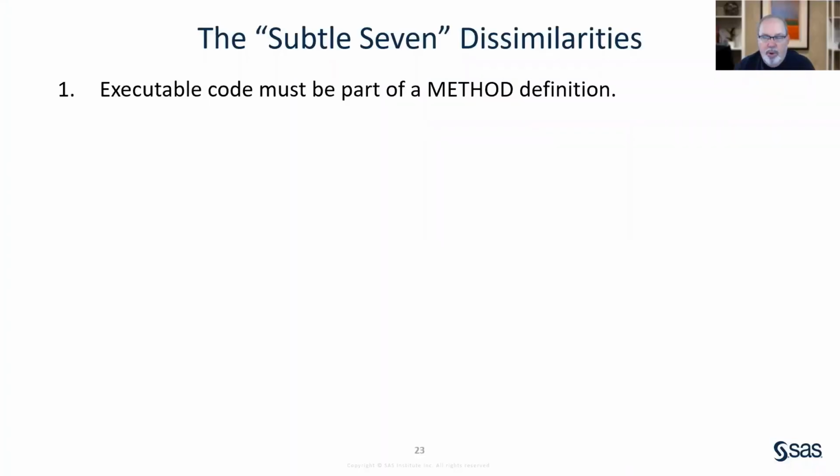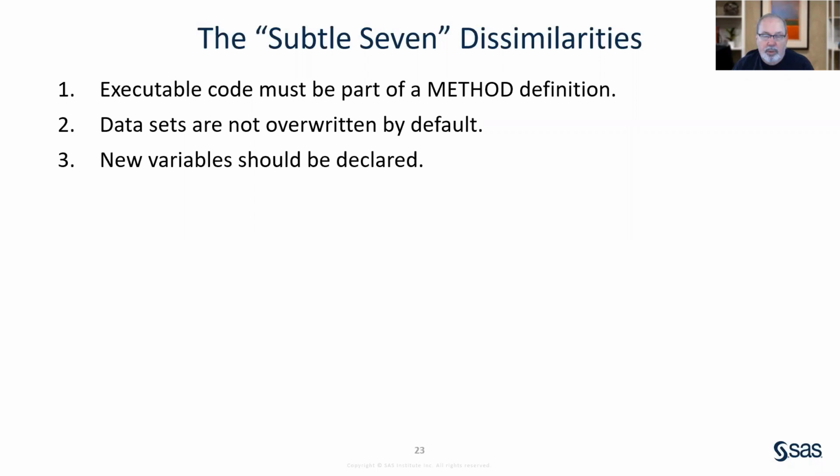So this brings us to the point where I'd like to discuss what I call the subtle 7 dissimilarities between a DS2 data program and a traditional Base SAS data step. The first one is that all executable code must be part of a method definition. Data sets are not overwritten by default. You'll need the overwrite equals yes option to make that work. New variables are expected to be declared or you're going to get a warning. And remember that undeclared variables are global in scope and become part of the program data vector.